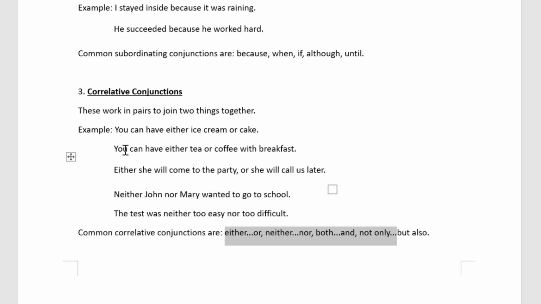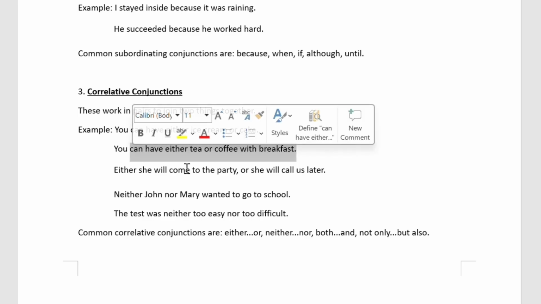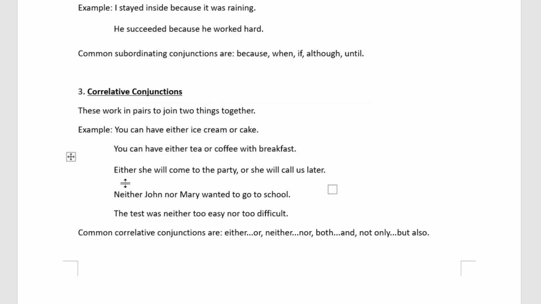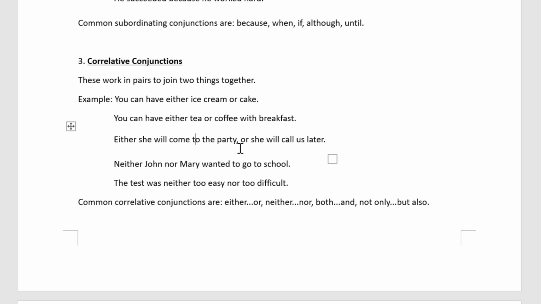Okay, let's see some examples. You can have either ice cream or cake. Okay, you can have either ice cream or cake. So it basically means you can only have one of them, either ice cream or cake. You can have either tea or coffee with breakfast. Okay, you either drink tea or coffee, you do not drink both, right? So moving on, either she will come to the party or she will call us later. Okay, so there are two people trying to connect with each other, trying to meet. So she is saying either she will come to the party or she will call us later.